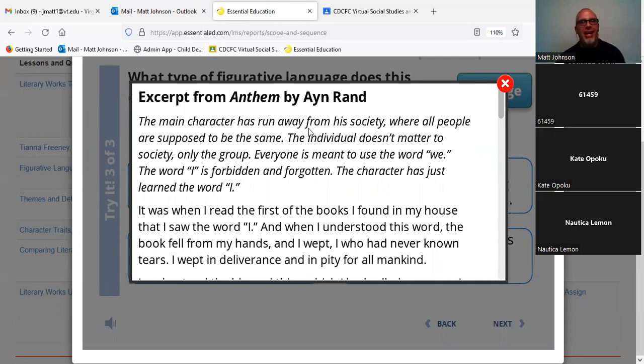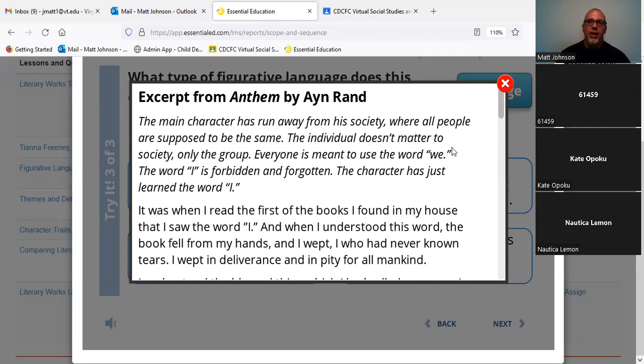So here, the main characters run away from his society where all people are supposed to be the same. The individual doesn't matter to society, only the group. Everyone is meant to use the word we. The word I is forbidden and forgotten. The character has just learned the word I.